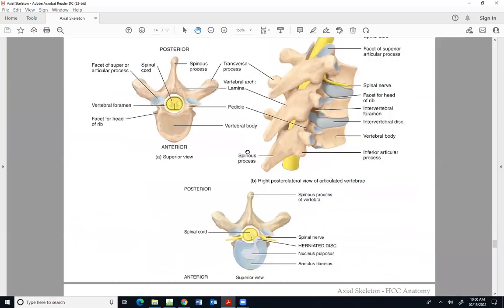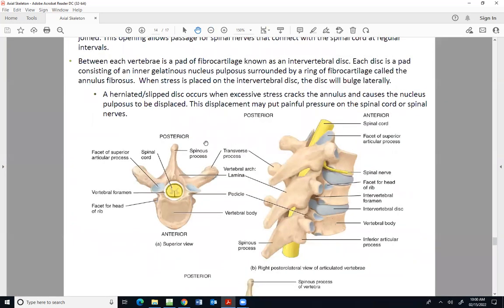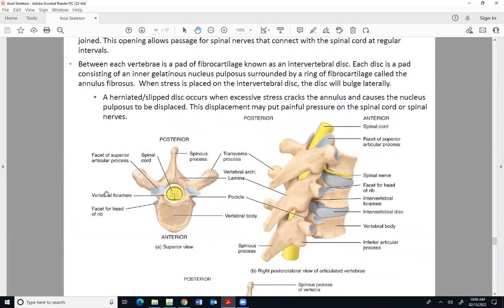If you have not already highlighted, make sure you have these. I'll just go through it real quick. The vertebral foramen over here on the left. I'm not going to worry about it there. The spinous process, the transverse process, the vertebral body. Down the bottom here, the spinous process. Over on the right, the superior articular process, intervertebral foramen, intervertebral disc, vertebral body, and inferior articular process.